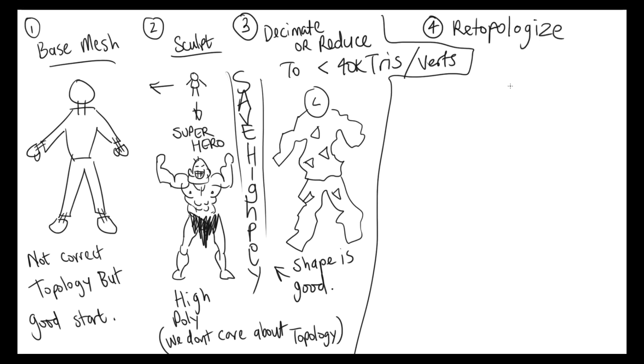Then, stage four. This is the pro way of doing it. Stage four is retopologize. And then we basically take this and make nice quads. Topology is a good thing with retop. It's quite hard to figure it out.